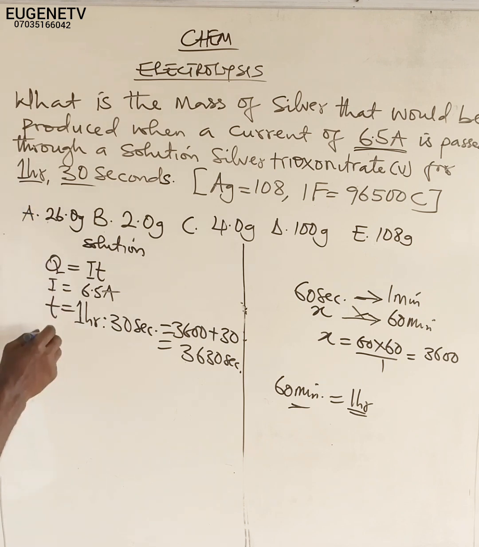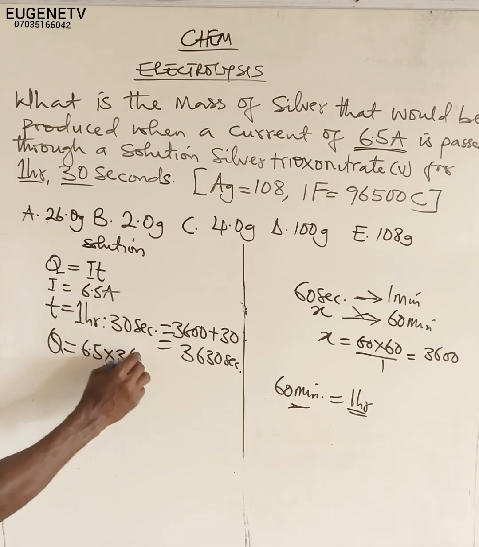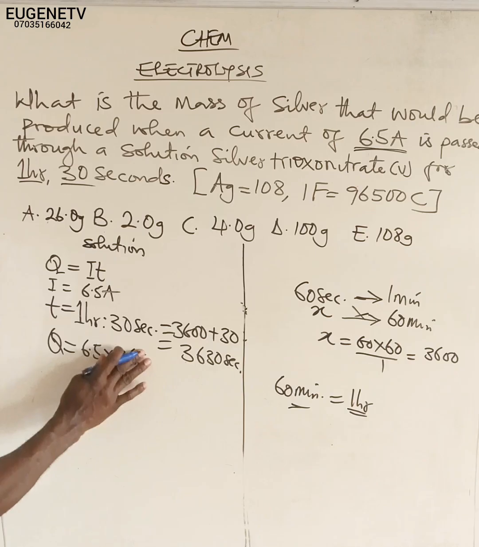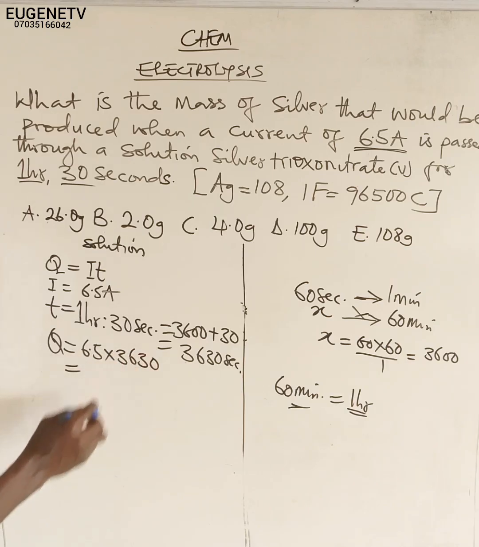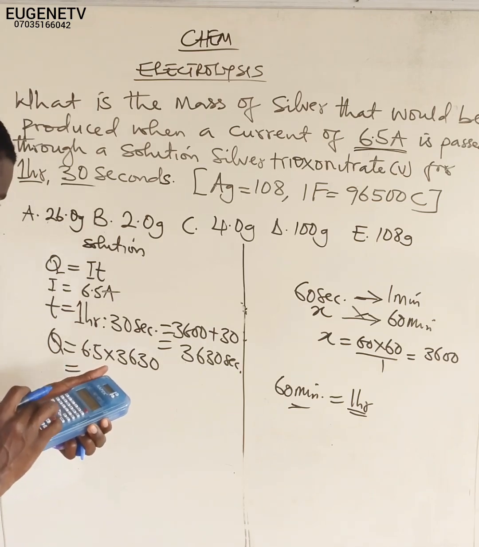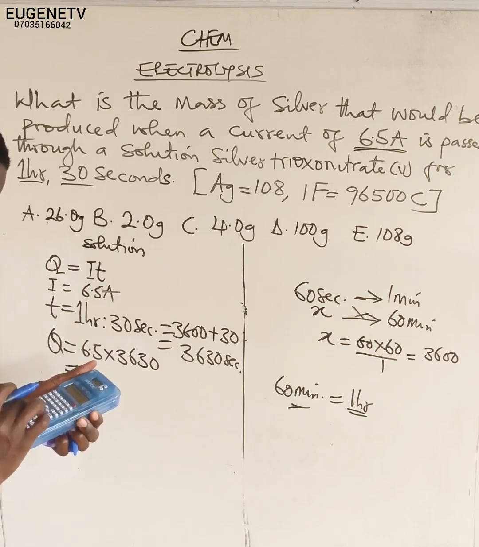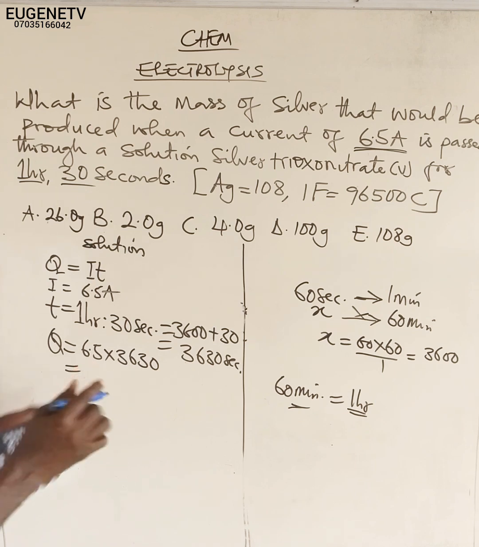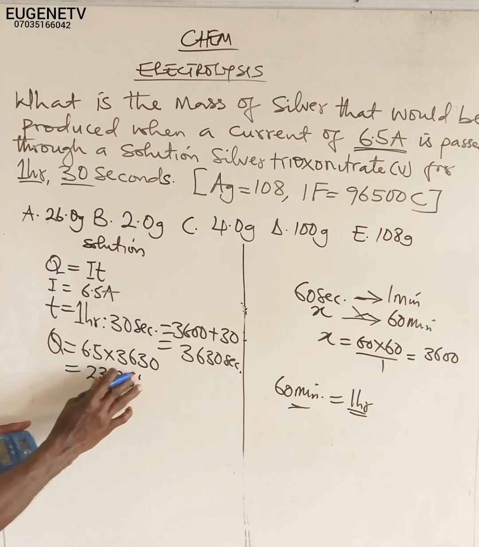Alright, so we now calculate our Q, the quantity of electricity. Current is equal to 6.5 ampere, and of course our time is 3630. Alright, so this is going to give us 6.5 times 3630. Okay, this is going to give us 23,595.